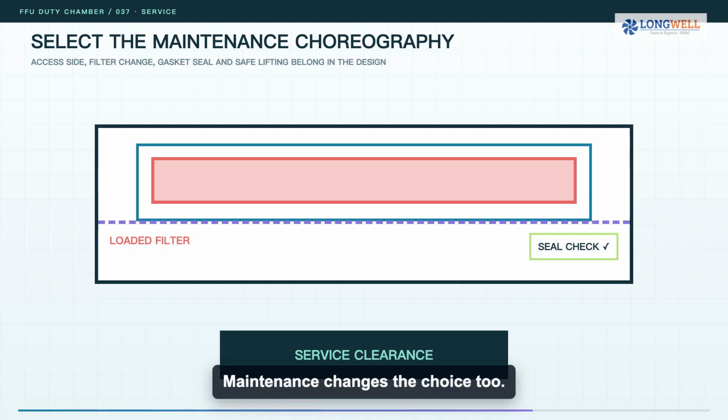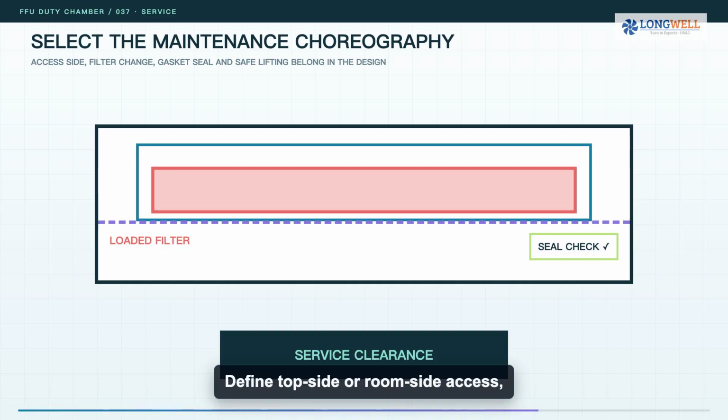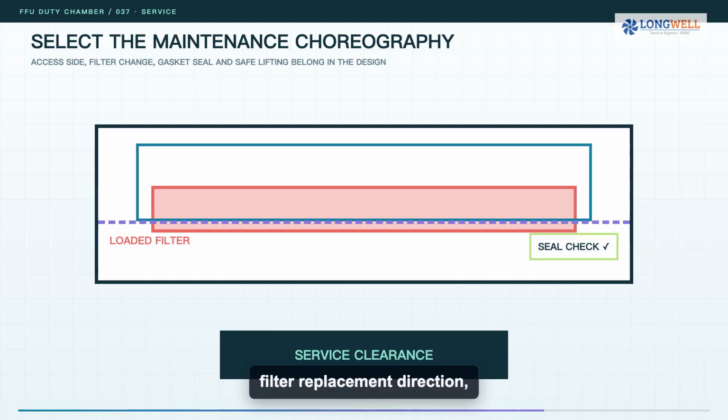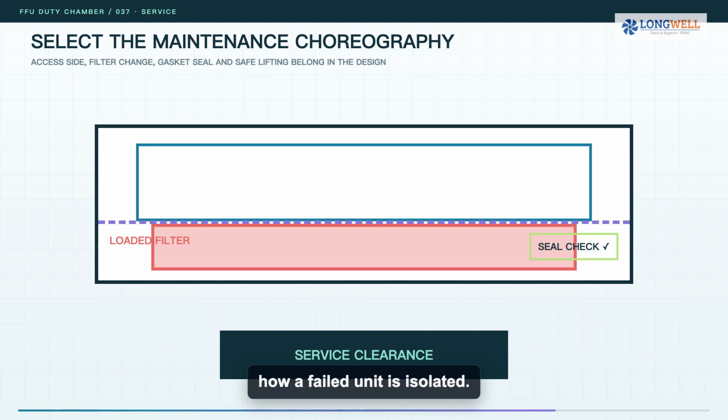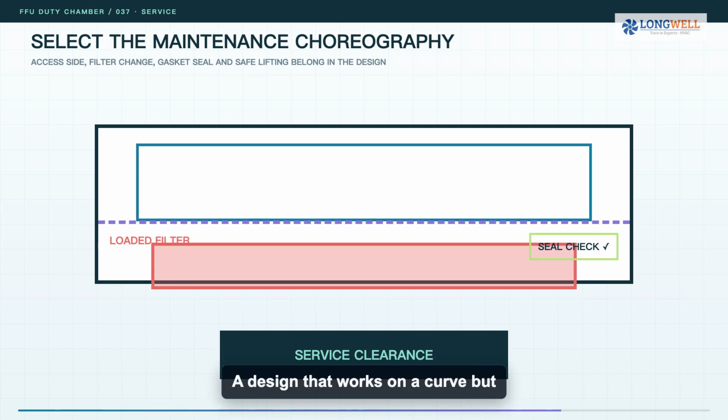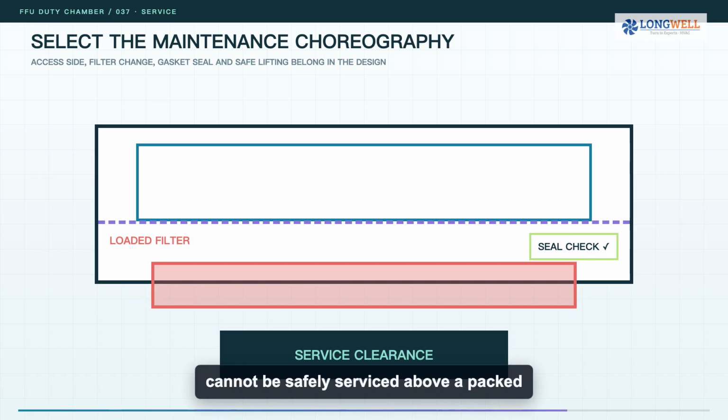Maintenance changes the choice too. Define topside or roomside access, filter replacement direction, lifting space, gasket inspection, and how a failed unit is isolated. A design that works on a curve but cannot be safely serviced above a pack ceiling is not a complete selection.